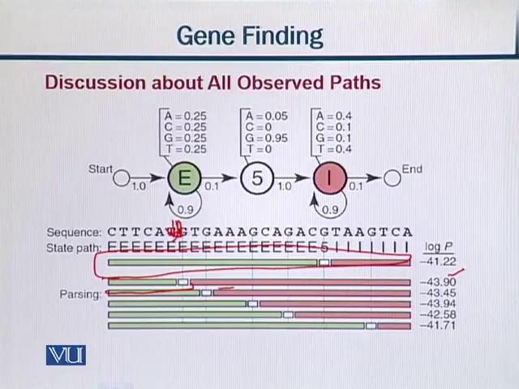Similarly, these are all the other places: G is taken here, and then here, and here, and here. So I have shown the different paths which can be considered for this particular sequence, and here I have given the values for all of them. We will pick the path which has the highest value, which is minus 41.22, the highest available in negative terms. So the path which has the maximum value of log P is the one we pick.